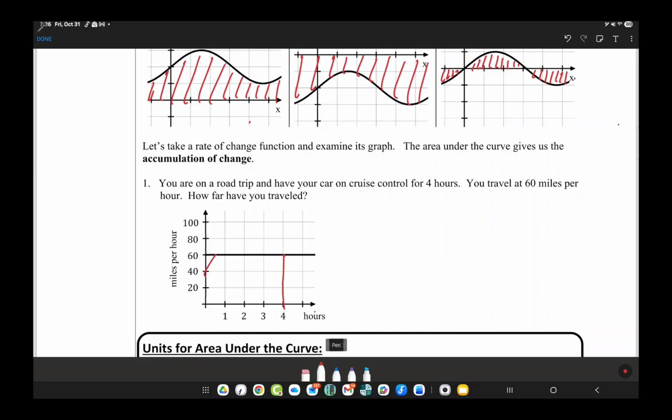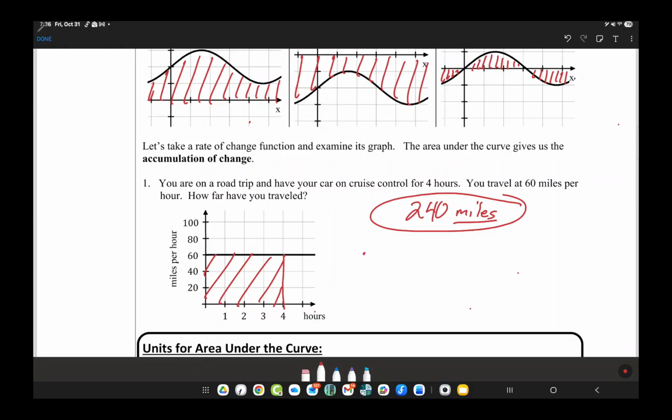Now, the nice thing is because you were at a constant rate of change, 60 miles per hour for 4 hours, that should be pretty obvious. How far have you driven if you drove for 60 miles per hour for 4 hours? Yeah, 240 miles. Now, our answer is going to be in terms of just the accumulation of change. So if you take 60 miles per hour times 4 hours, the hours are going to cancel, giving you that 240 miles.